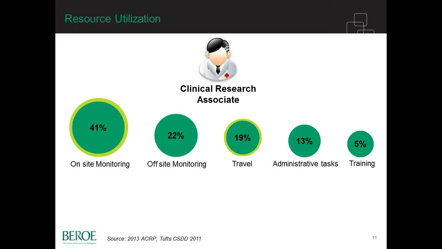The time and effort put in by a CRA during on-site monitoring can be reduced using risk-based monitoring by having a centralized monitor. This centralized monitor will have access to all the data from all the sites, and can communicate this to a CRA to trigger a site visit.